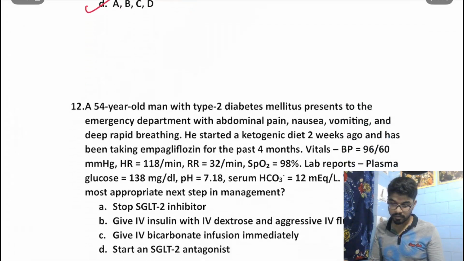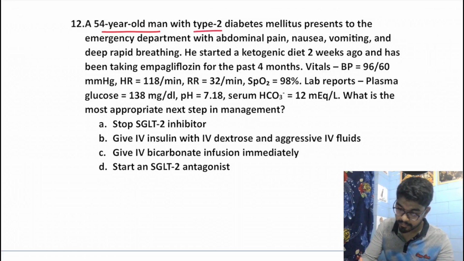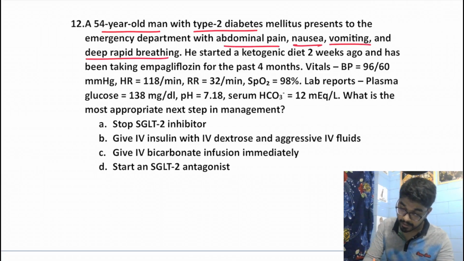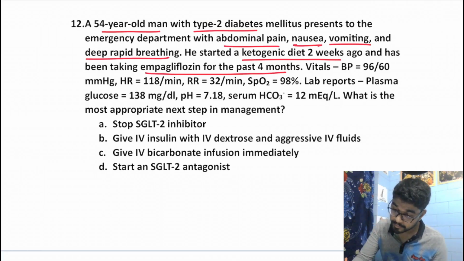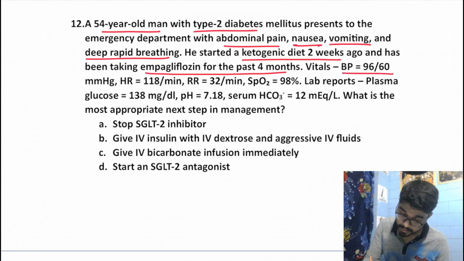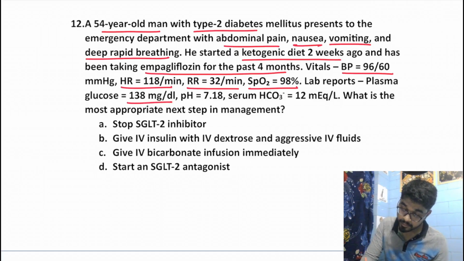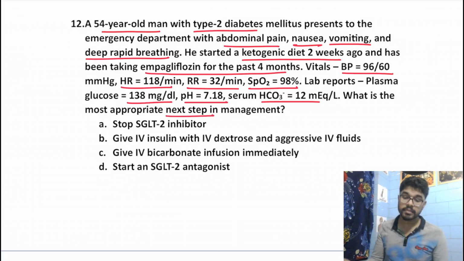Okay. Moving on to the next question. A 54-year-old man with type 2 diabetes mellitus presented to the emergency department with abdominal pain, nausea, vomiting, and rapid deep breathing. He started a ketogenic diet 2 weeks ago and has been taking empagliflozin for the past 4 months. Vitals: BP of 96/60, heart rate 118, respiratory rate of 32, SpO2 98. Lab reports: plasma glucose 138, pH of 7.18, bicarbonate of 12. What is the most appropriate next step in the management?